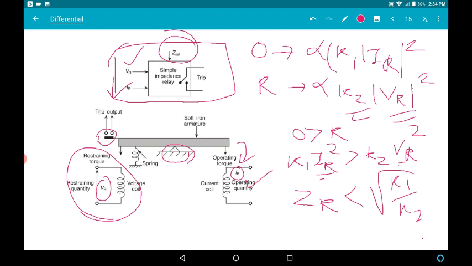This K1 and K2 are constants, right? These values can be set properly. That means ZR should be less than Z set. Z set is the value which can be derived like this, right? So this is the meaning of the impedance relay. So you have to carefully set the value of Z set so that your relay will properly operate, right? So this is the basic of the impedance relay.